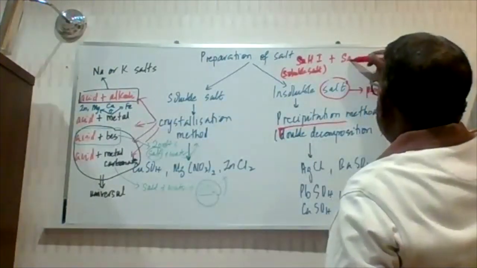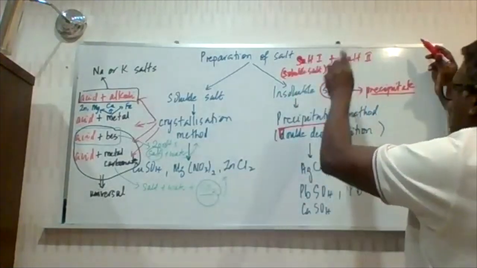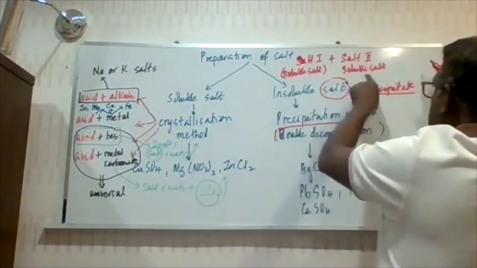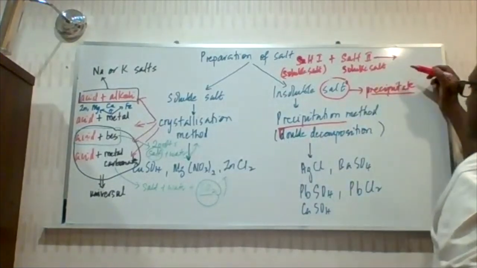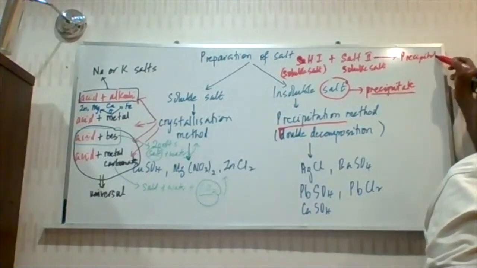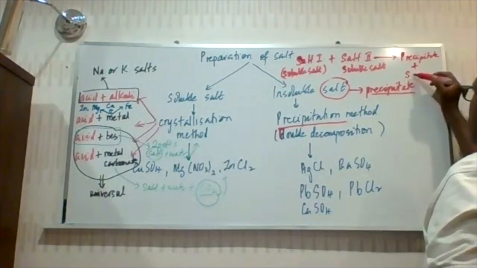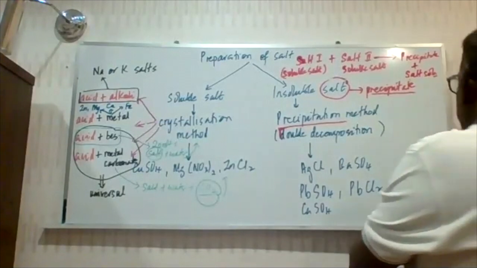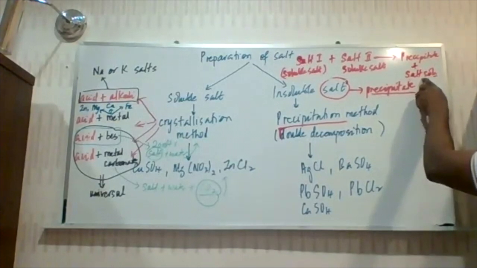And then you take another salt solution. Okay, so how many salt solutions do you need? 2. Both are soluble salts. That means you've got to select one soluble salt and then another soluble salt, and then you need to mix them. When you mix them, you are expecting a precipitate to be formed, and that precipitate is the salt that you want. And the chemistry says you will get another salt solution, which is a soluble one.